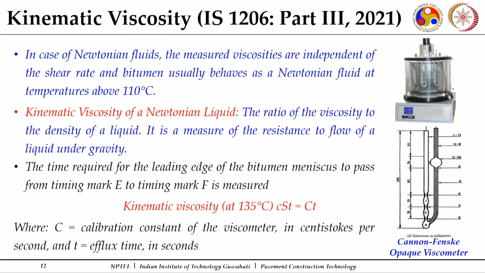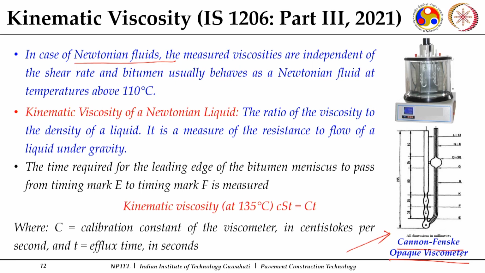Second is the viscosity which we require at elevated temperatures, and for that we go for the kinematic viscosity measurement at 135 degrees centigrade. This is a temperature close to your production temperatures. At these temperatures, most bituminous binders behave as Newtonian fluids. That means their shear stress is proportional to their shear rate.